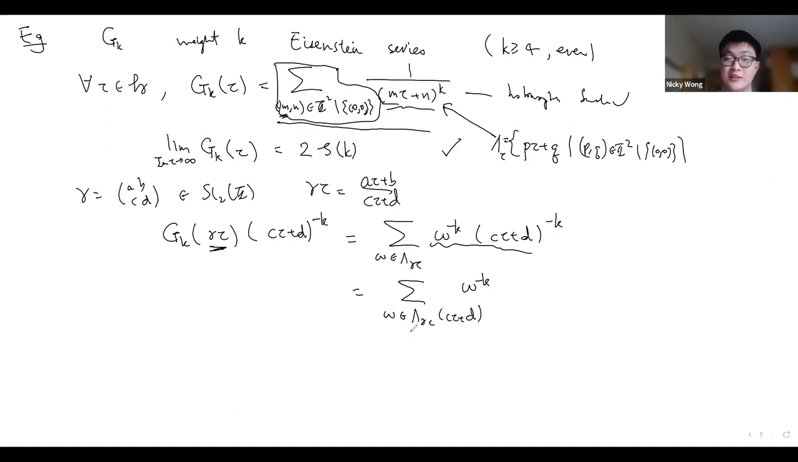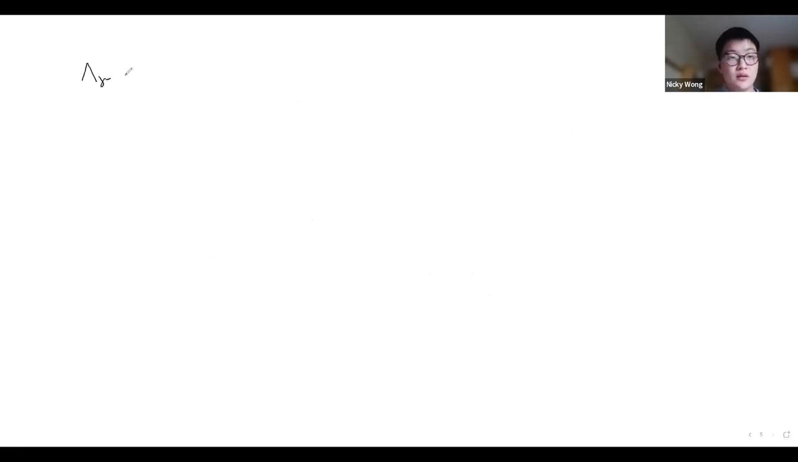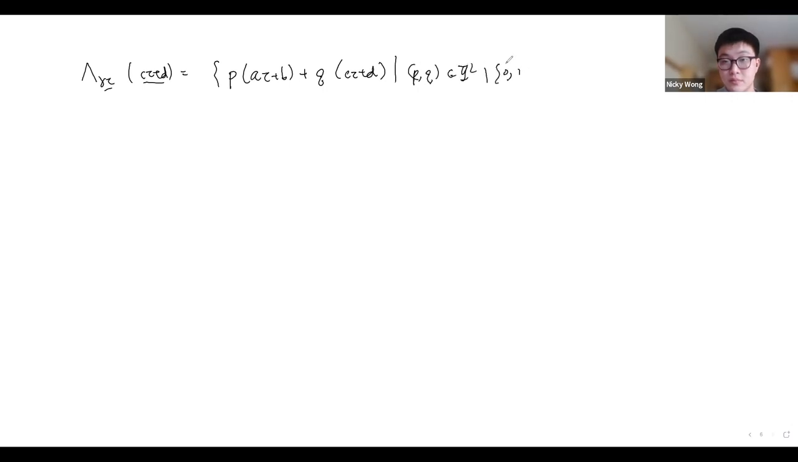So now we're left to show that this is actually equivalent to this. By absolute convergence, we can actually rearrange the sums. Let's see what this is. If we expand everything out, we still have p tau plus q, but now we've got (a tau plus b) divided by (c tau plus d). That cancels out with the denominator, plus (a tau plus b) and q with (c tau plus d). This is the same, and we can group the taus together.